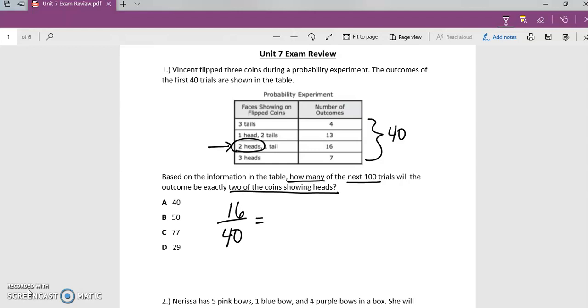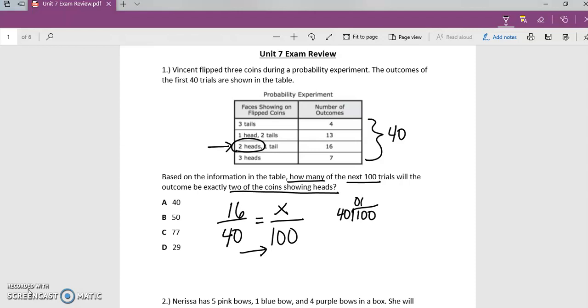But now I want to know, if we flip the coin another 100 times, how many are going to be landing on just 2 heads? So we say, okay, we have our proportion set up here. I need to find my scale factor. I need to divide 100 by 40.